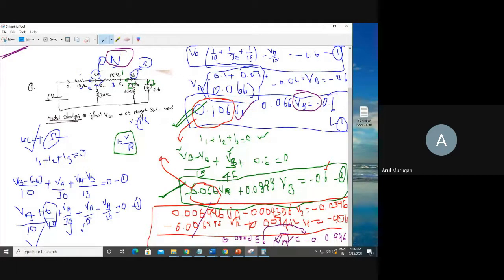Then first, what are you going to assume? Assume the current moves in the outward direction. Here I have assumed the current moving in the outward direction, so I write the currents 1, 2, 3 summing equal to 0. Then next, Ohm's law: I is equal to V by R.